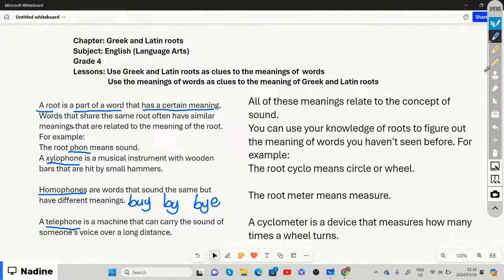And then we have the root meter, and the root meter means to measure, right? And then we have a cyclometer, which is a device that measures how many times a wheel turns.